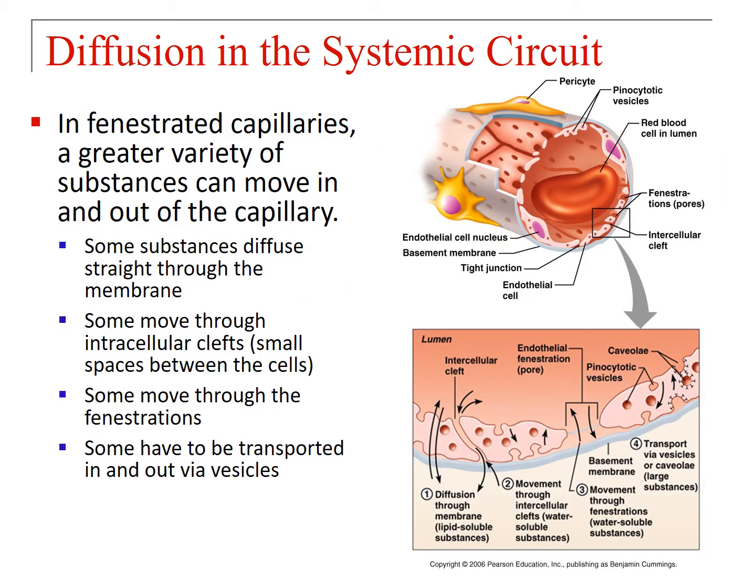Speaking of fenestrated capillaries, a greater variety of substances can move in and out of this capillary than they can in continuous capillaries. Remember that continuous capillaries have continuous cell membranes. There are no pores in the capillary, and that means in continuous capillaries, you don't see much of the same types of movement. When you move to fenestrated capillaries, there are a number of ways that substances can move in and out of the capillary. So let's zoom in on the bottom part of this diagram and take a look.